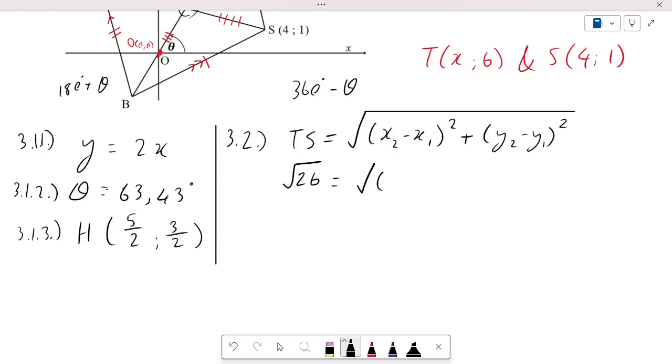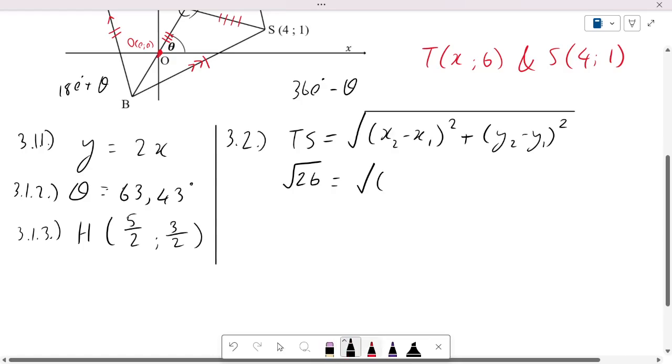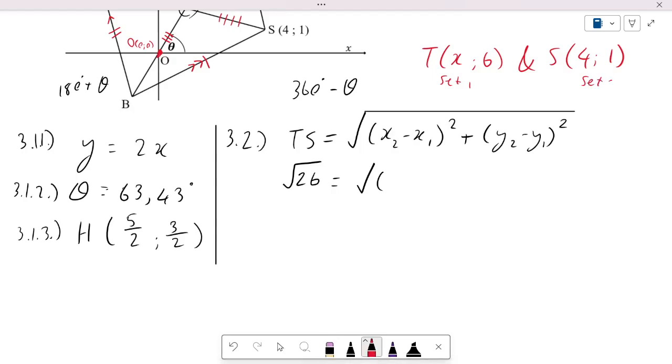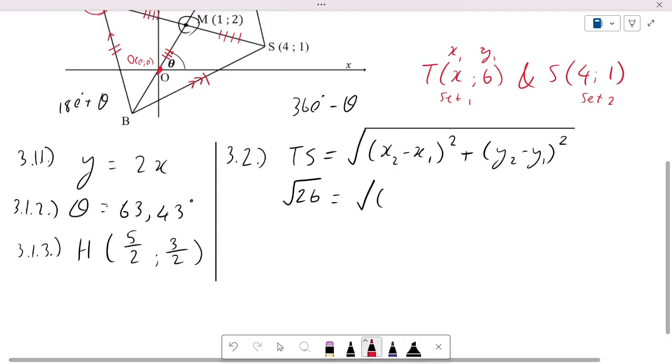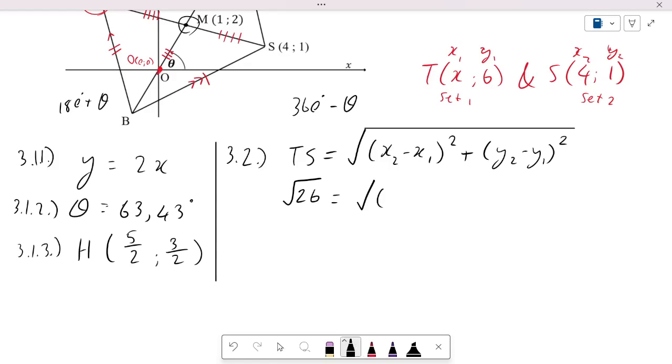So remember, we need to name our coordinates. So our coordinates over here, we're going to name this set 1, and this is going to be set 2. So therefore, this would be x1, this would be y1, this would be x2, and this would be y2. So now our x2 is going to be 4 minus the x1, which we are trying to find, which is equal to x, all squared, plus y2, which is equal to 1, minus y1, which is 6, all squared.